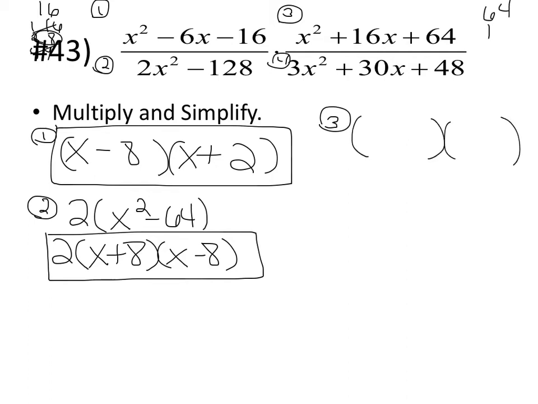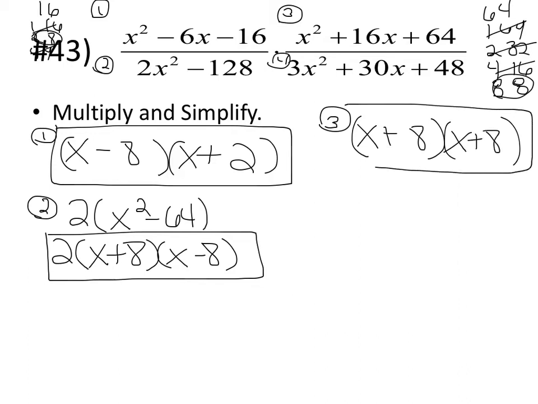Factors of 64: 1 and 64, 2 and 32, 4 and 16, and 8 and 8. And 8 and 8 are going to be the ones that give you 64, or 16. So you have an x here and an x here. First sign is plus, you keep your second sign, and then 8 and 8. Multiply to check to make sure you're correct. I am.